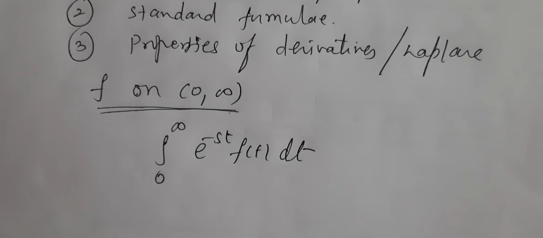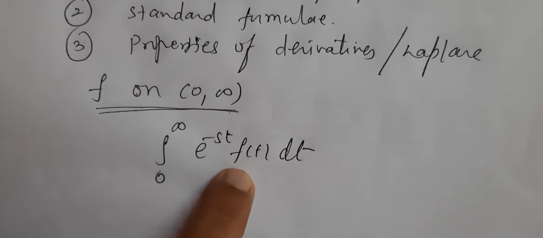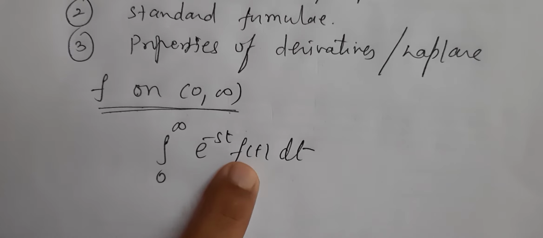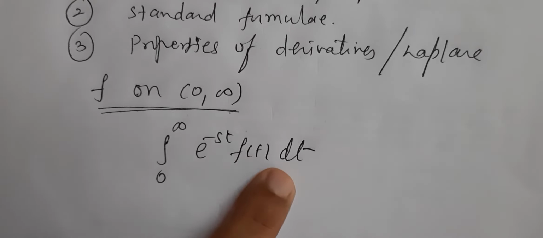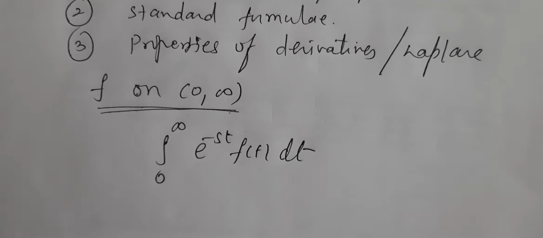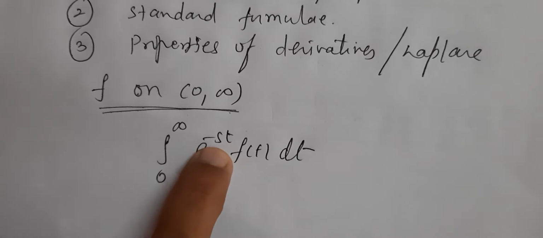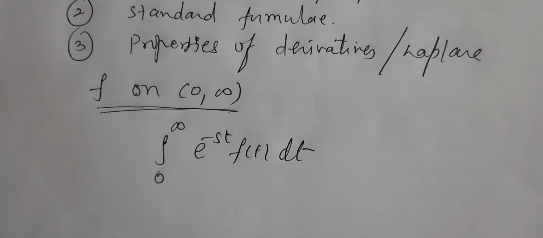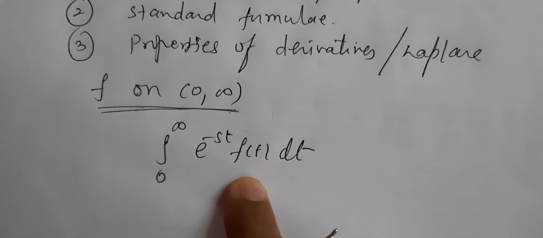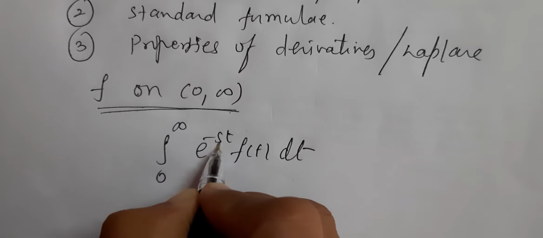Just have a look at this integration before I complete the definition. Whatever the function is, it is a function of t. Let's say sin t. Now e raised to minus st sin t, if we integrate with respect to t, don't bother what the integration is, just try to understand the point. If you integrate this with respect to t, obviously the integration will be in terms of s. Why am I telling you this? Because I want to clear the notation also. So first understand that whatever this integration is, it is in terms of s.